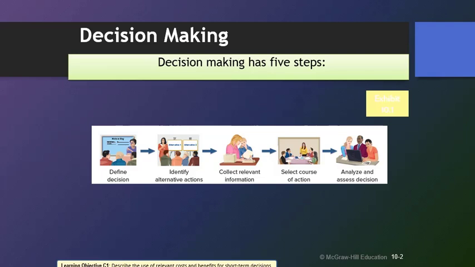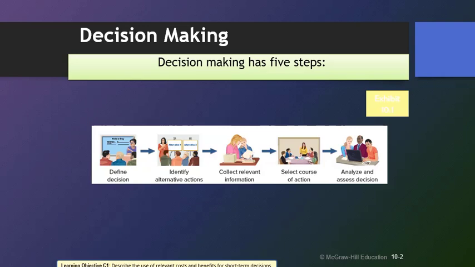So when we talk about management decision making, managerial decision making has 5 basic steps. Step 1, we're going to define the decision. Step 2, we're going to identify our alternatives. Step 3, we are going to collect relevant information so that we can evaluate those alternatives. Step 4, we're going to select the course of action that we think is going to be most advantageous. And step 5, we are going to analyze and assess the decisions made.